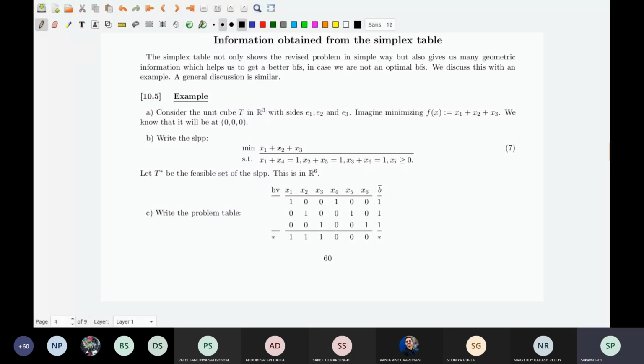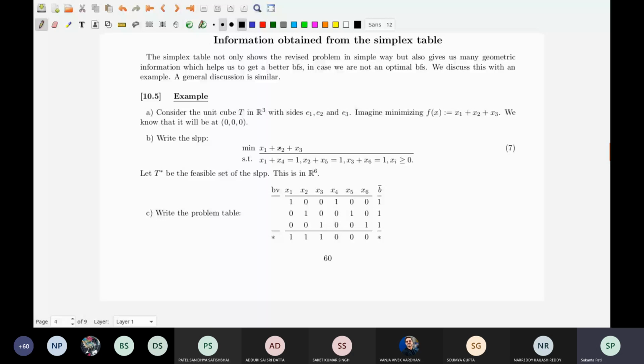But the computer doesn't know right now, or assume that we even do not know. We do not know. Okay. And actually we are not very interested in finding out what this minimum is right now just by guessing. I am more interested to see the simplex table at a certain BFS. Okay. So first of all, you write the problem table.